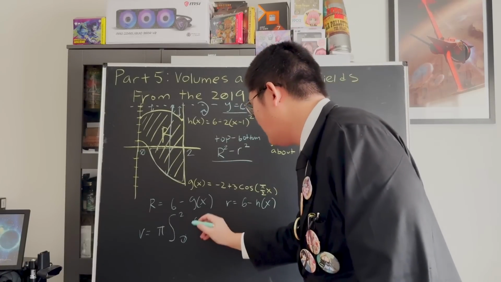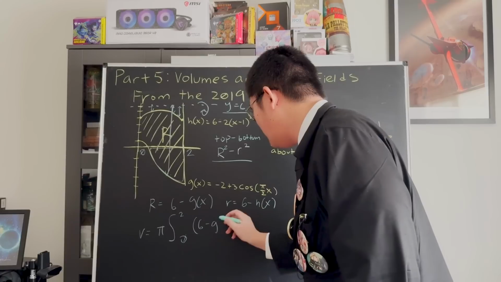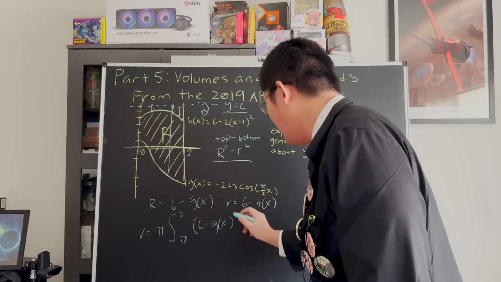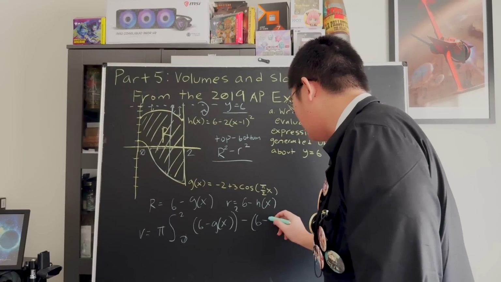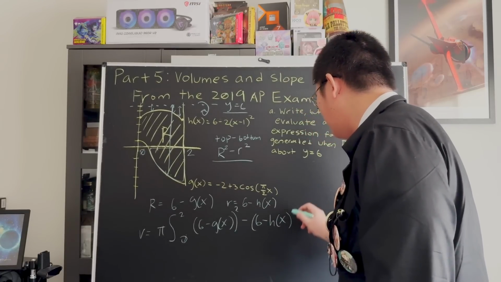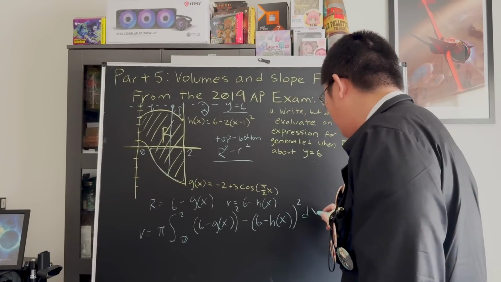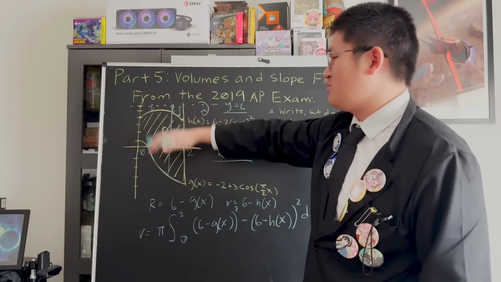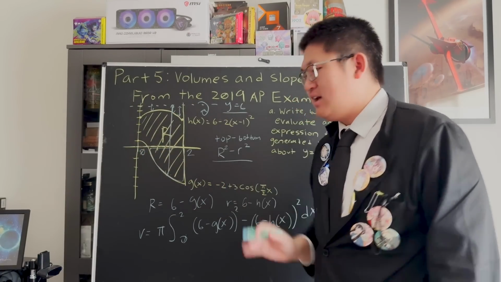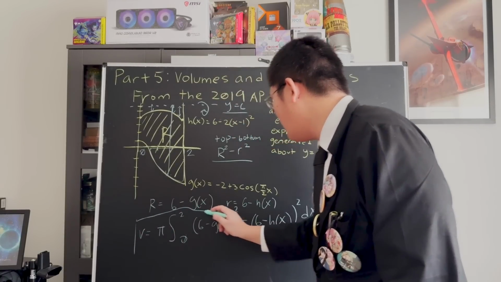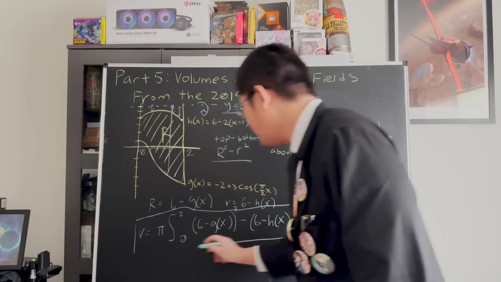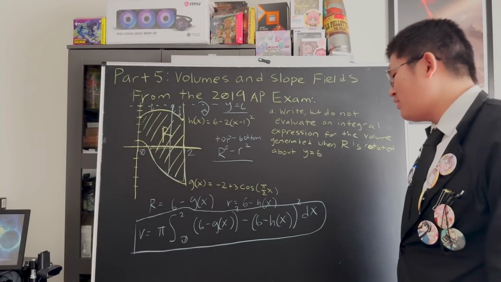So with that, we just do 6 minus g of x, the larger radius of the two, and then we square all of that, subtract the other side, 6 minus h of x, which is the smaller radius, and we square all of that and integrate in terms of x because we're just going vertically across the x limits over there. And there you have it. This is exactly what they want to see on this exam work right there.